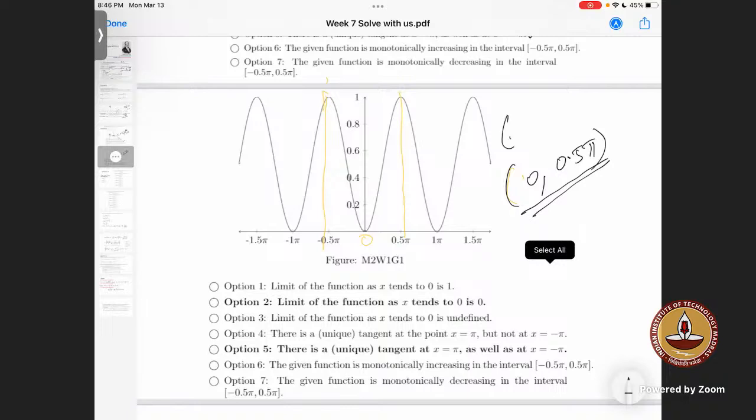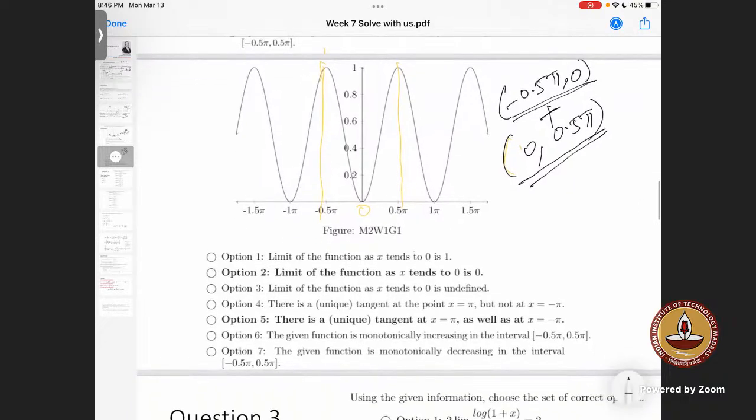And if I take the interval minus 0.5 pi to 0, it is decreasing. But when we combine both, can we claim that it is monotonically increasing? No, sir. That's why options 6 and 7 are correct.